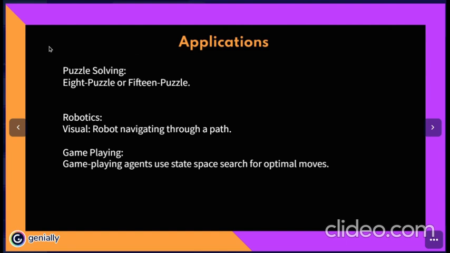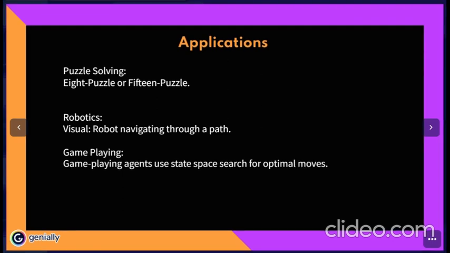Now let's focus on the interesting area, that is the application. One classic example is puzzle solving. Imagine you have an 8 puzzle and you want to rearrange the tiles to reach the goal state. State space search helps us to find the optimal sequence of moves. In the 8 puzzle problem, the number of misplaced tiles is considered as our heuristic function.